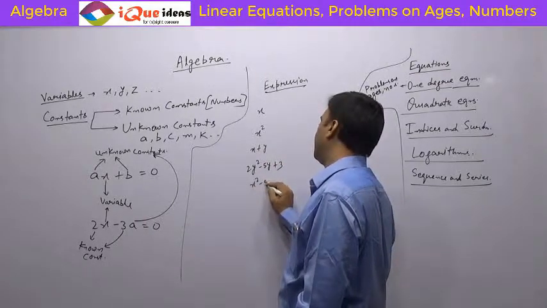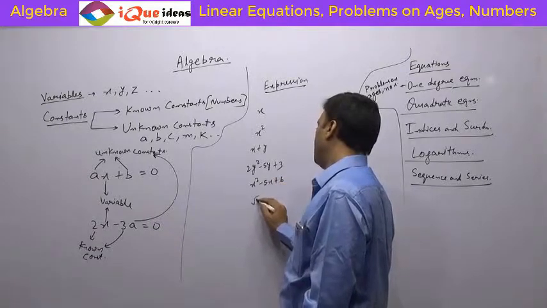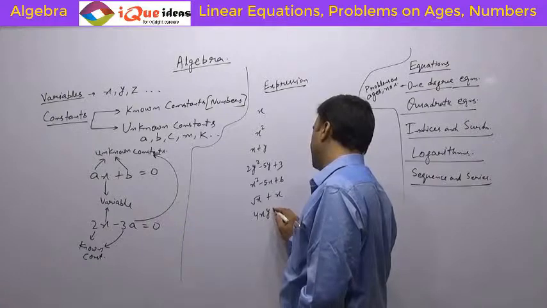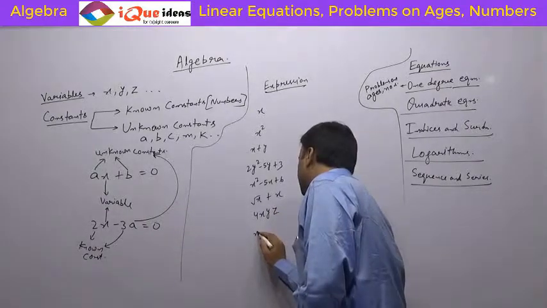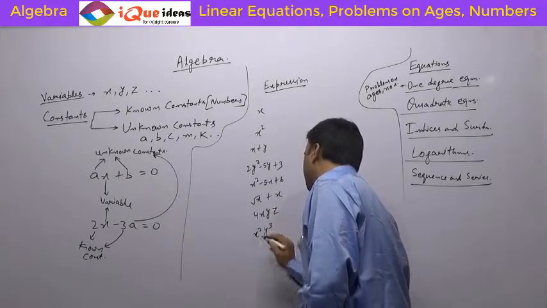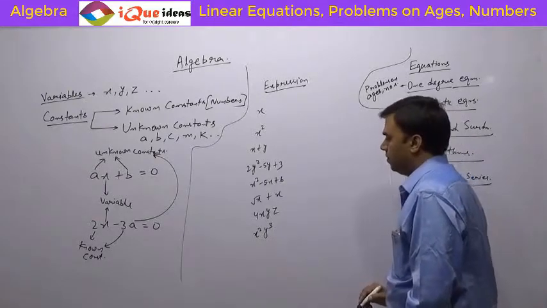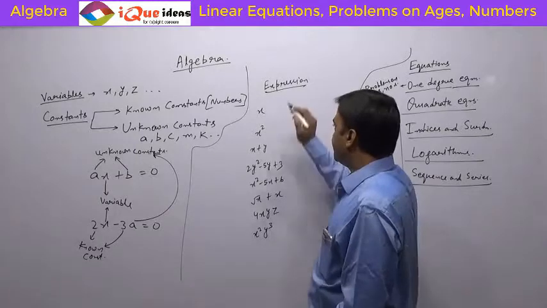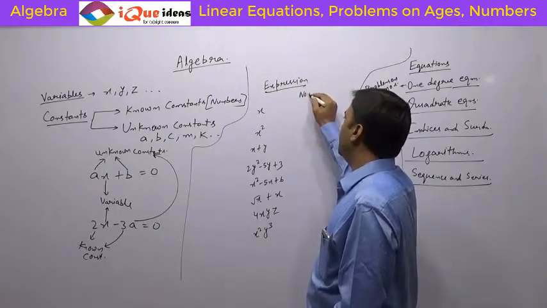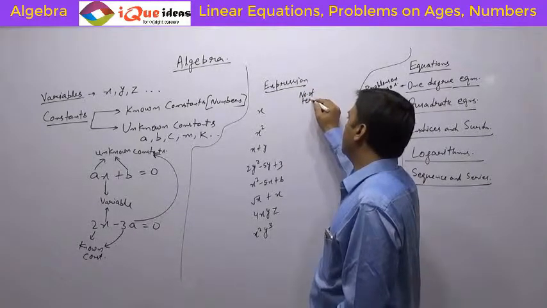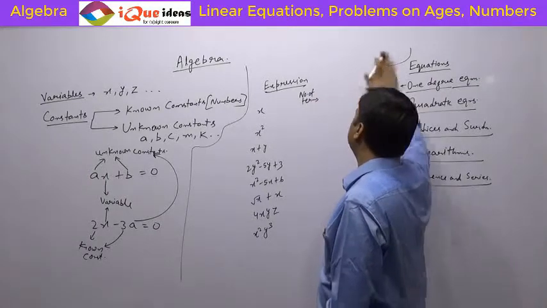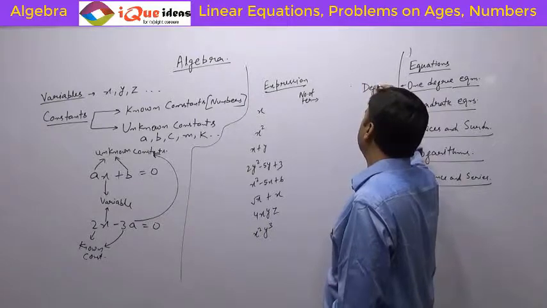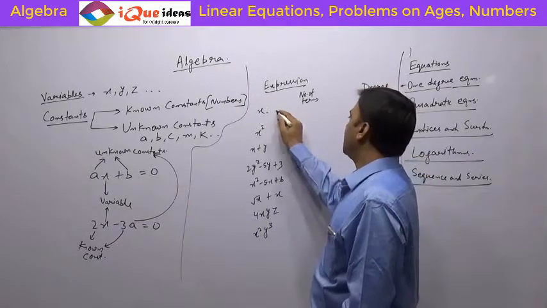X square minus 5x plus 6. Root x plus x. 4xyz. X square y cube. These are all different expressions, right? For expression, there are two things that we need to understand: number of terms, and the other one is degree. Now, what do we mean by these things? Let's see. In the first one, how many terms are there?